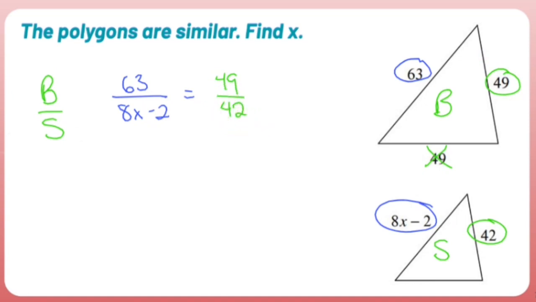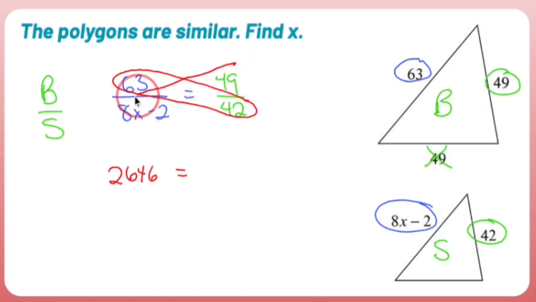Now I have a proportion. And when you have a proportion, you're going to do crisscross applesauce. Pick any diagonal and multiply them together. 63 times 42, of course, is 2,646. No calculator needed here, just my mind. Now, over here is going to be slightly different. I have 49 times 2 things, and whenever you see that, you have to do distributive property and group that 8x minus 2.